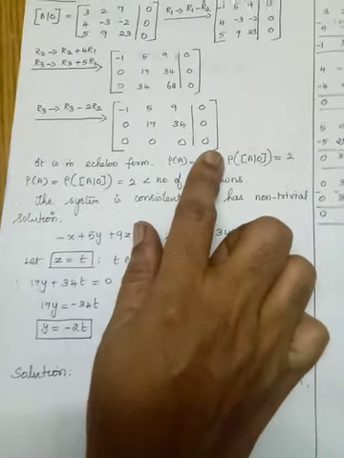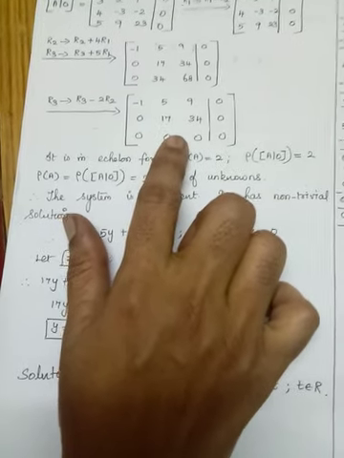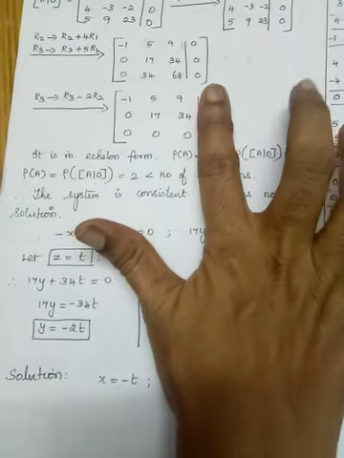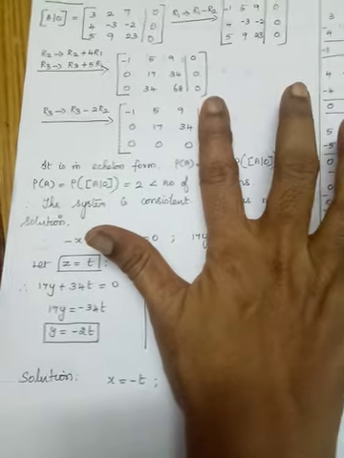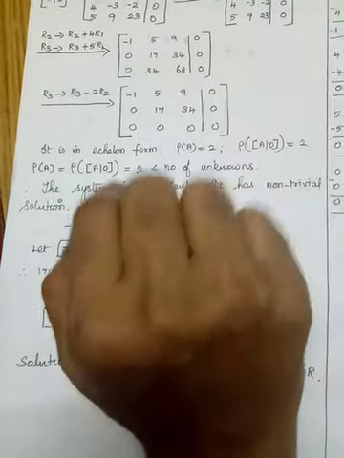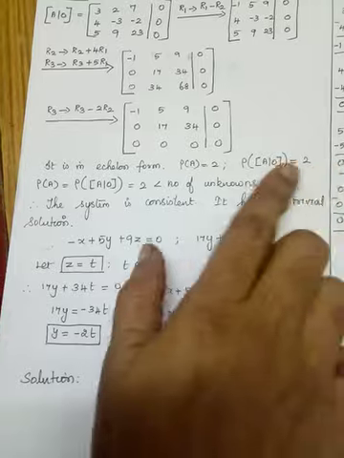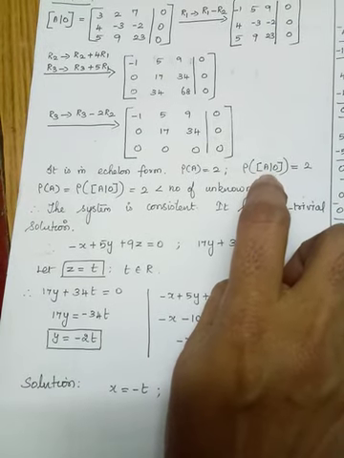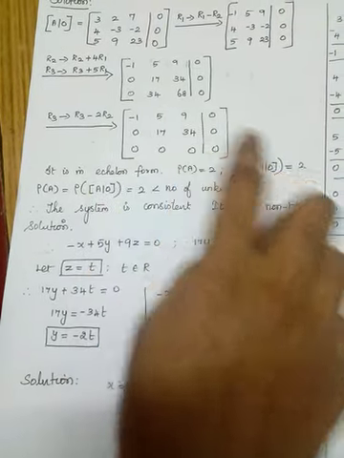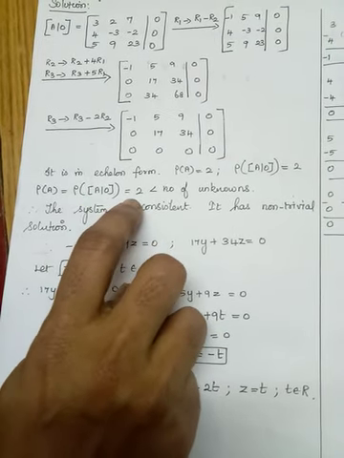So what you have to do, after bringing it into echelon form, is check the rank of the matrix. By hiding the fourth column, you check the rank of A. The rank of A is the number of non-zero rows, which is 2. So the rank of A is equal to 2. And for the whole augmented matrix, you make a check. The number of non-zero rows is 2. So rank of A is equal to rank of the augmented matrix, which is equal to 2.